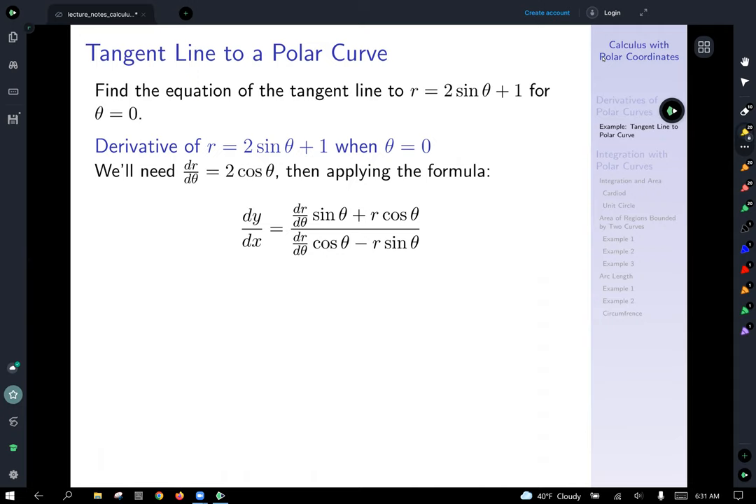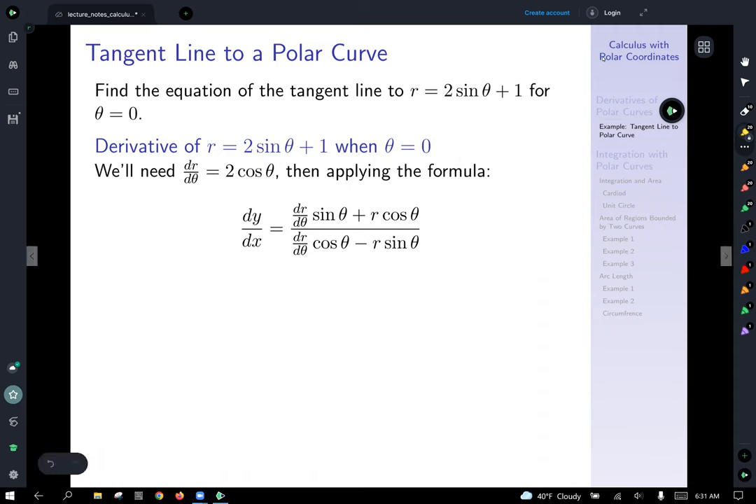The first example of using and applying the derivative involving a polar curve is that we want to find the tangent line to a polar curve. Our example is: find the equation of the tangent line to r equals 2 sine of theta plus 1 at theta equals 0. So what do we know and what do we want?